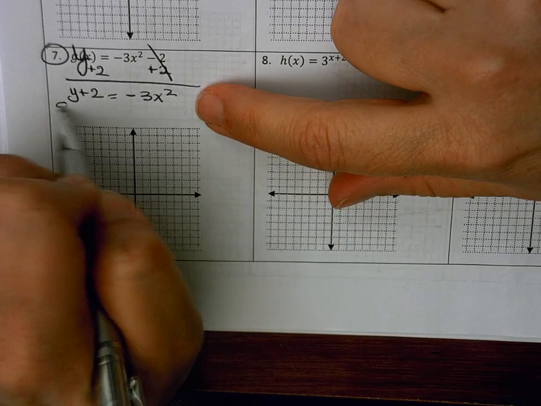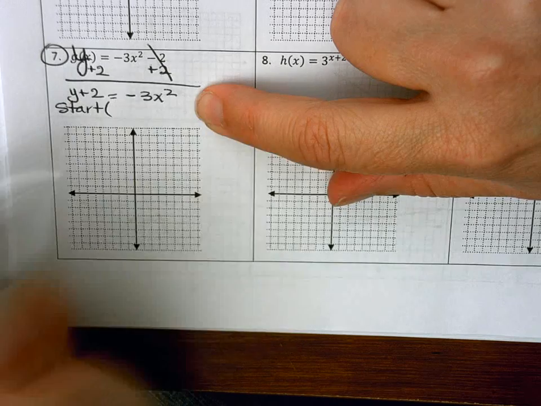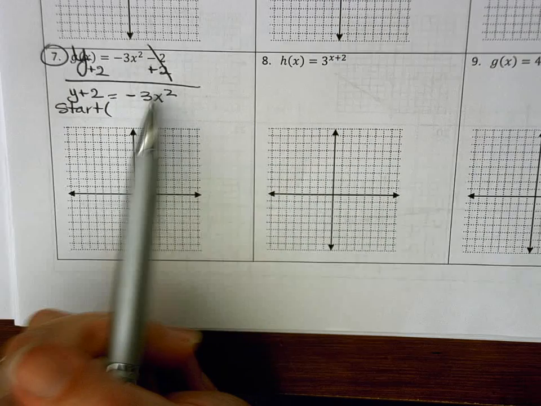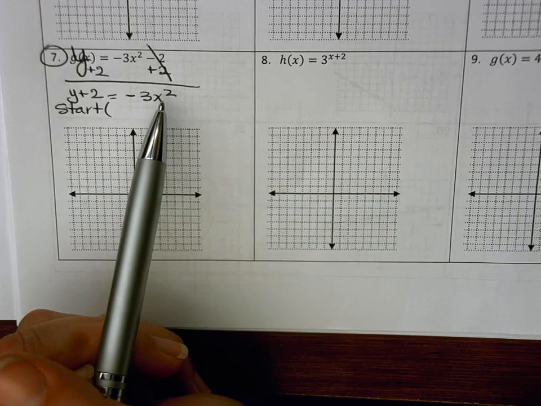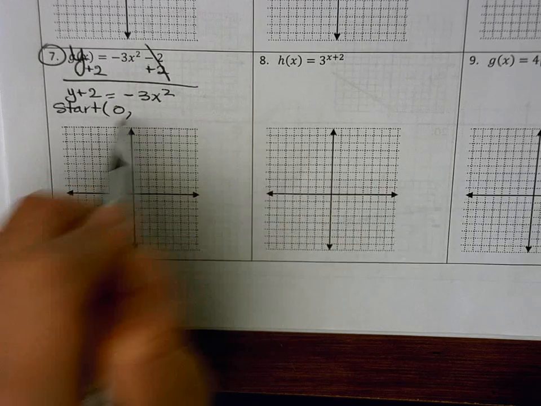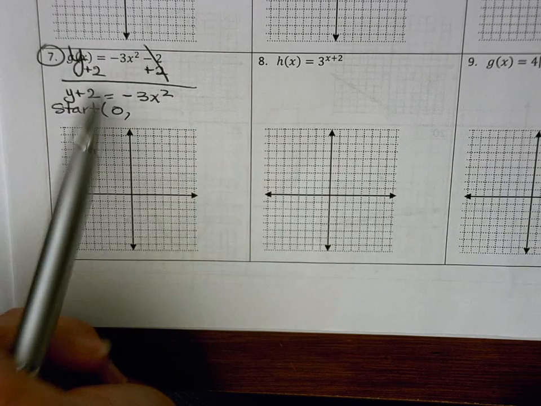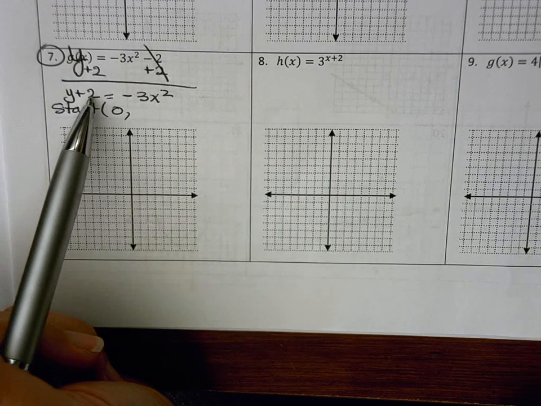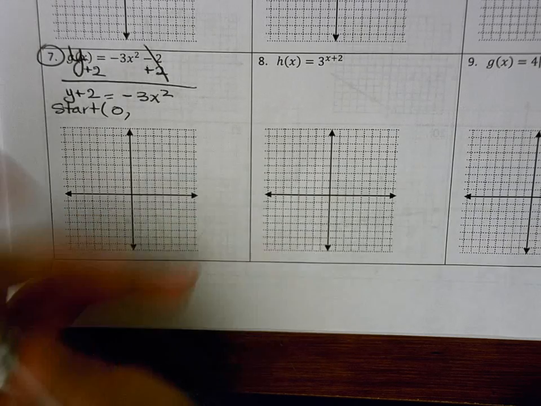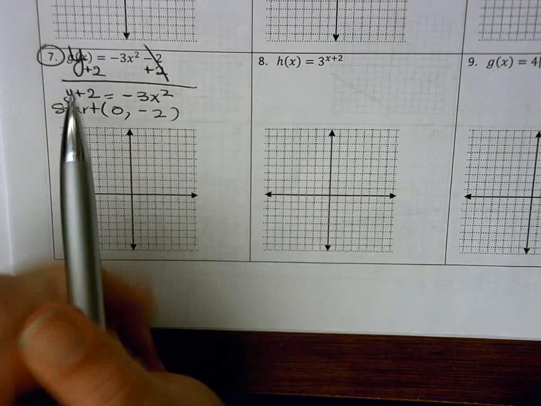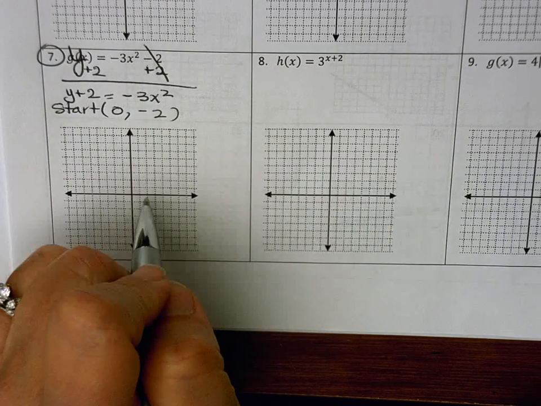So for my start point, am I adding or subtracting anything to x? No, so that would be 0. And then I'm adjusting my y value. I'm adding 2. So to 0 it back, my y needs to be negative 2. So my start is at 0, negative 2.